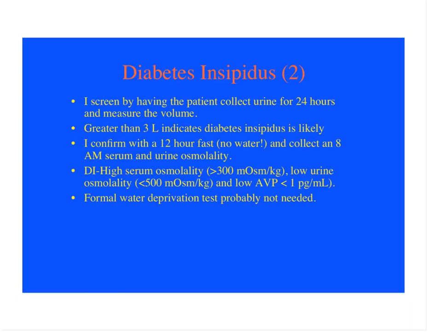collect an 8 a.m. serum and urine osmolality. In diabetes insipidus, there's high serum osmolality, usually greater than 300, low urine osmolality, less than 500, and low AVP levels of less than 1. So I usually measure those 3 things, and you don't need to do what used to be called a formal water deprivation test, but this test usually works quite well.